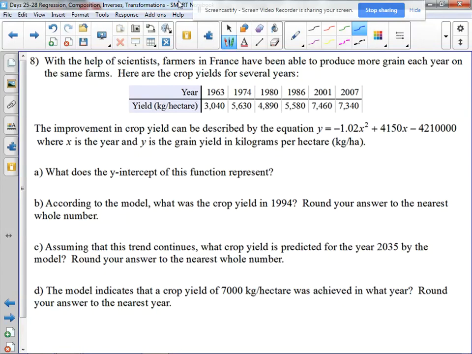Okay, so on example number 8, it says, with the help of scientists, farmers in France have been able to produce more grain each year on the same farms. Here are the crop yields for several years. So it starts with 1963, goes through 2007. You can see the increase there in the units are kilograms per hectare.